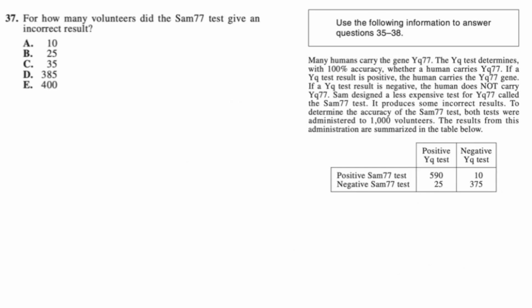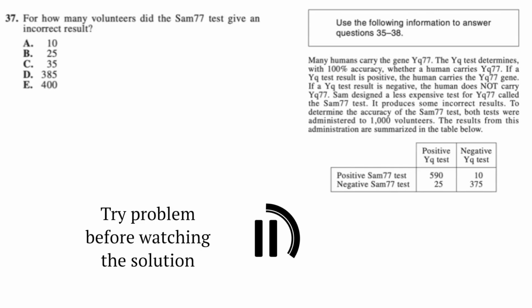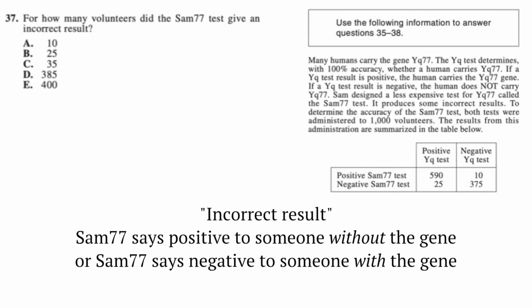Number 37 says, for how many volunteers did the SAM-77 test give an incorrect result? So again, let's look at the data. We have this column that's showing the positive YQ test, so we know for sure these people have the YQ77 gene. And the 590 also tested positive on SAM-77, so those were correct. But there's these 25 that received an incorrect test result from SAM-77. Because we know with 100% certainty they do have the YQ77 gene, but they got a negative on the SAM-77 test. So let's keep track of those 25, and then let's look at the next column.